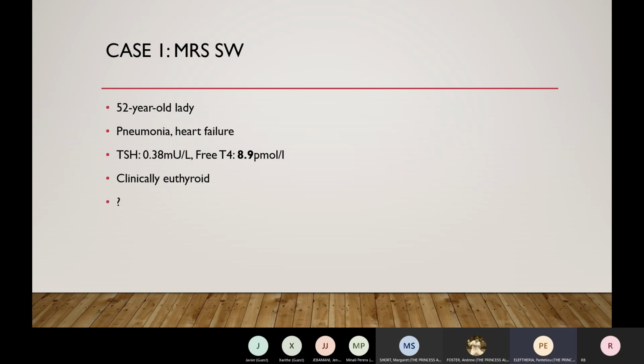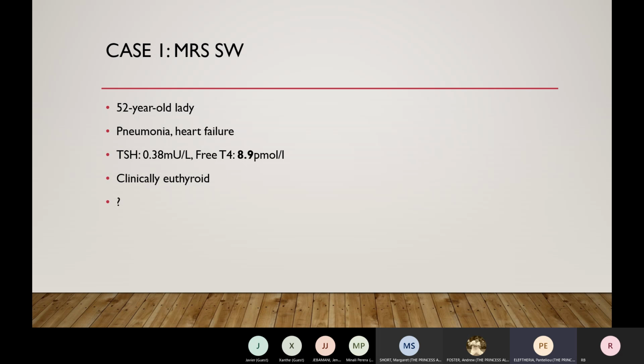Our first case will be Mrs. SW. She is a 52-year-old lady who came through the acute take with pneumonia and heart failure. She had a lot of blood tests, and some of these blood tests were thyroid function tests that showed TSH in the lower end of normal range and a free T4 that was low. If you remember the previous normal range, I gave you 8.9 below normal range. But this is clinically euthyroid.